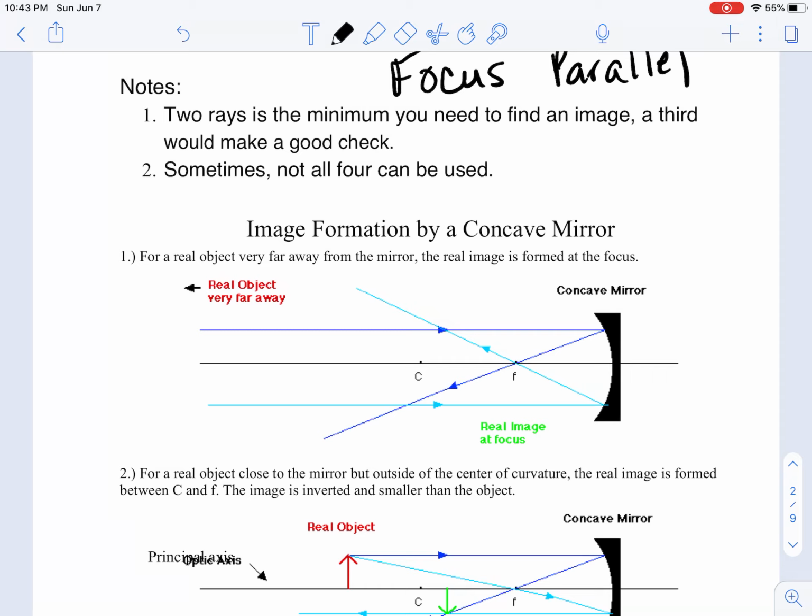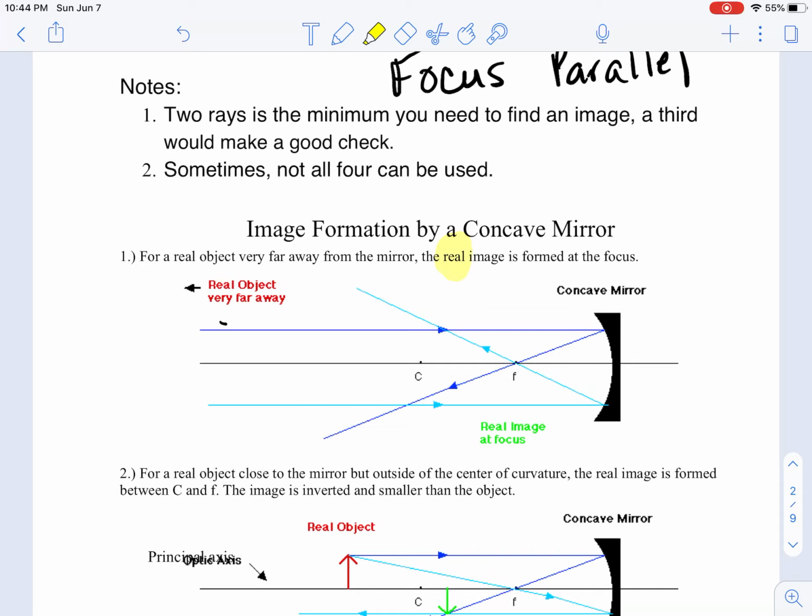So if you're reflecting a real object from very far away, then the real, so you're going to see the word real here over and over again. That's because for our plain flat mirrors, our image was virtual. These give real images, which means you can put a screen up and you will get an image on that screen in front of the actual mirror.